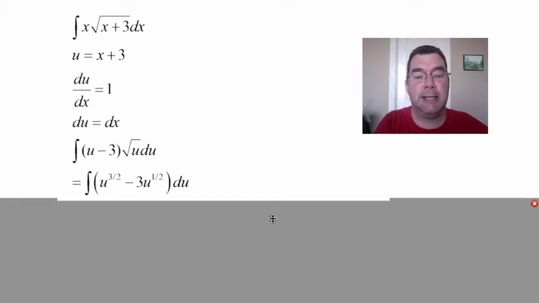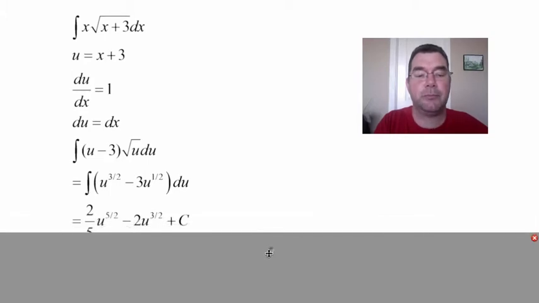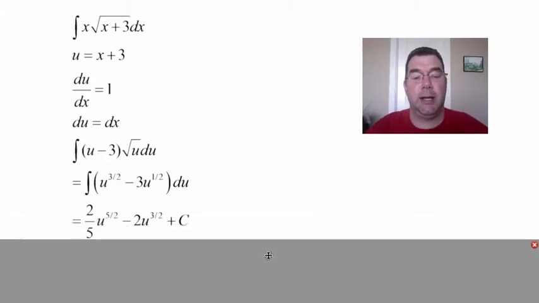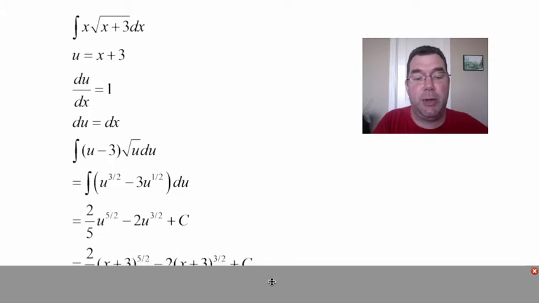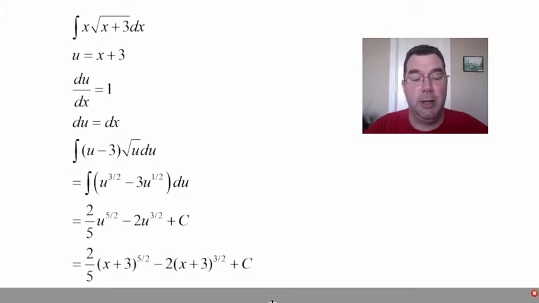And that is something I can take the antiderivative of, and that ends up being 2/5 times u to the 5/2 minus 2 times u to the 3/2 plus c. I'm not quite done yet because my antiderivative, or my integral, is still in terms of u. So I've got to convert it back to x. So all those u's just need to be changed back to x plus 3's, and then I have my answer. 2/5 times x plus 3 to the 5/2 minus 2 times x plus 3 to the 3/2 plus c. So that's an example of the first kind.